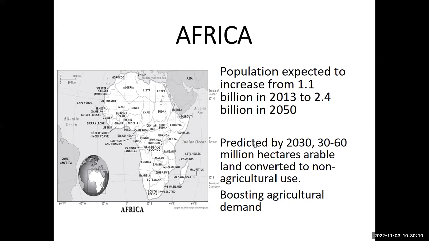In terms of arable land that we use for agriculture, it's predicted that by 2030, 30 to 60 million hectares of arable land will be converted to non-agricultural use. We're talking about maybe commercialization, urbanization, and this will be a big demand on our agriculture.